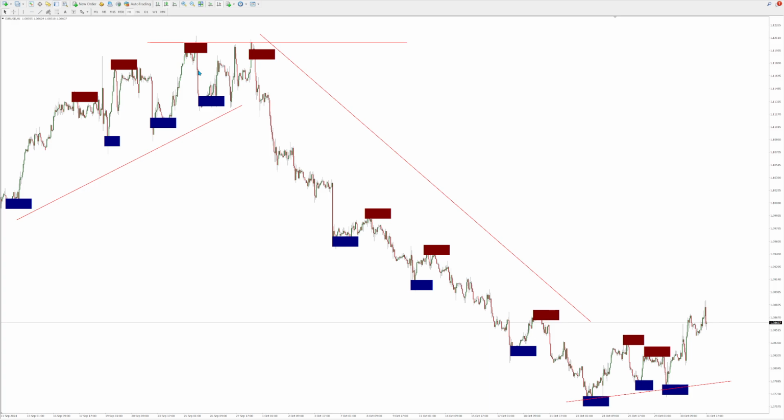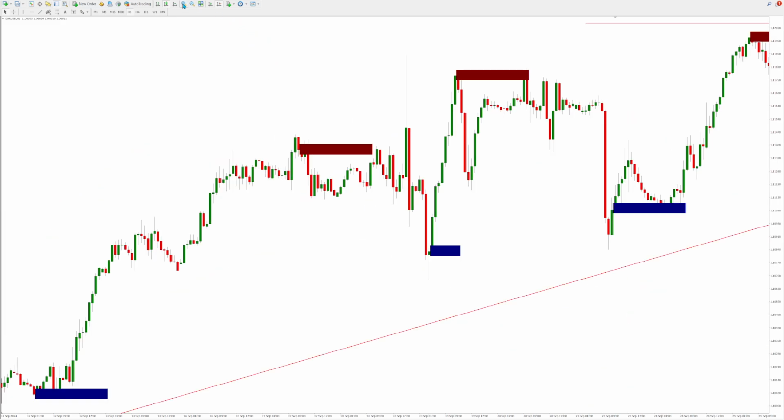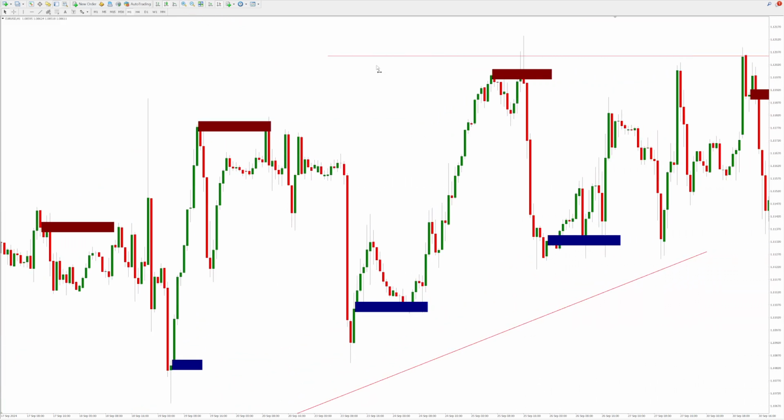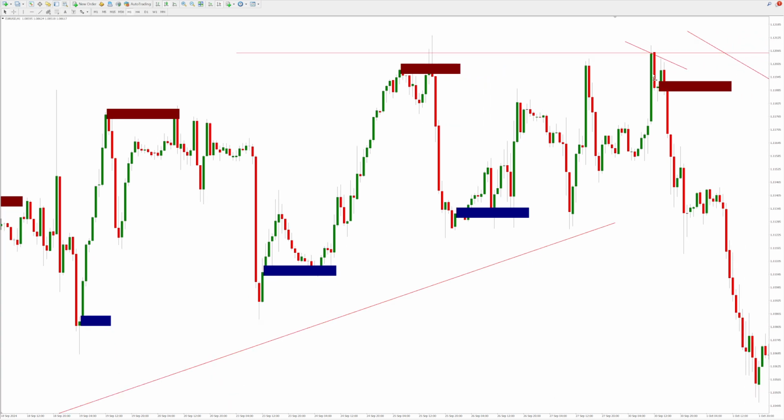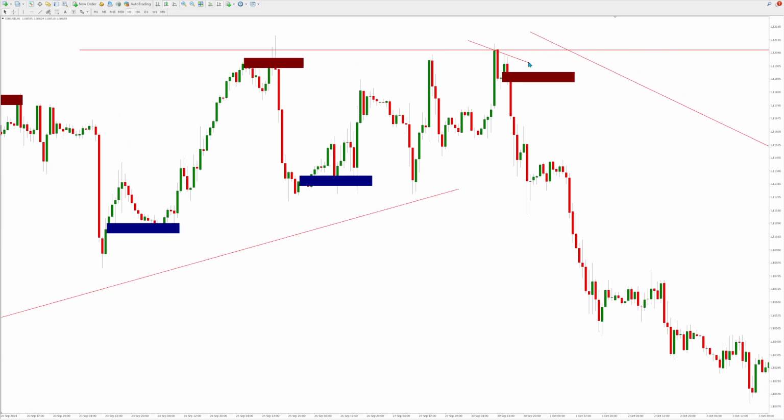Okay, so that being said, we've marked the resistance. If we just hone in on where we would have been, so we were here, we marked our resistance, and we see price starting to make these lower highs here. Okay, don't need a fancy indicator to tell us that. We can see it. Okay, so there, lower highs.